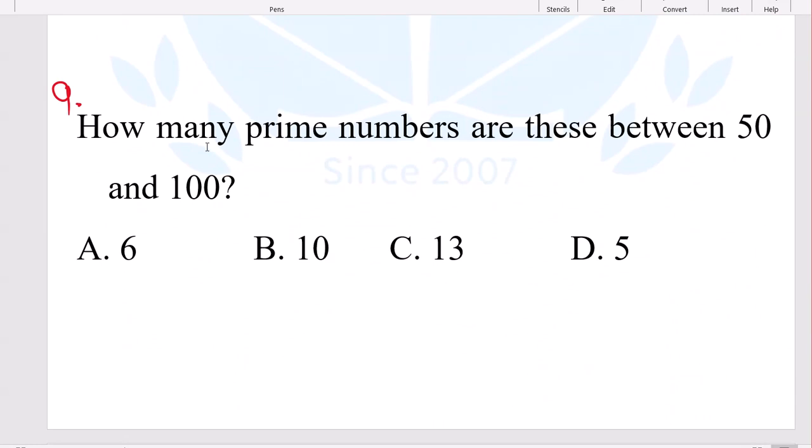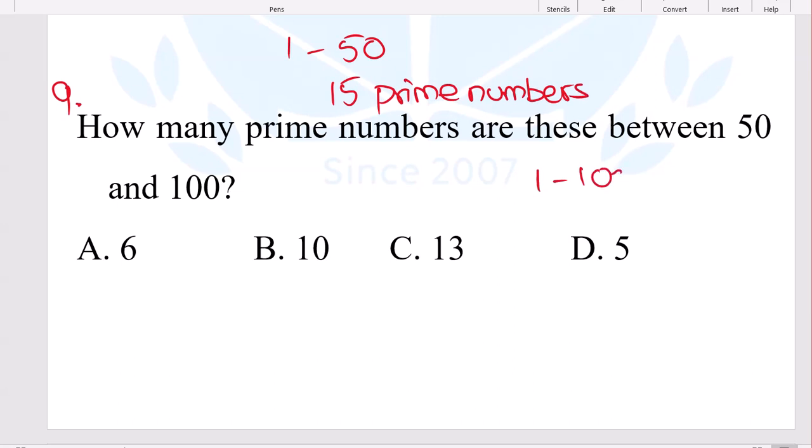how many prime numbers are there between 50 and 100? For your kind info, from 1 to 50, we have 15 prime numbers. 1 to 50, 15. 1 to 100, 25 prime numbers are there.